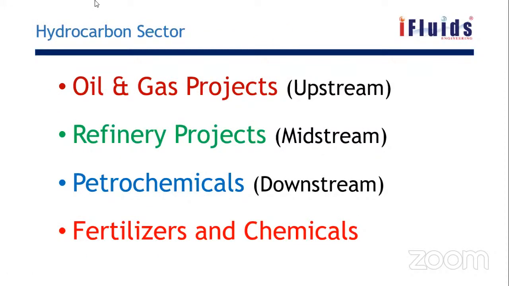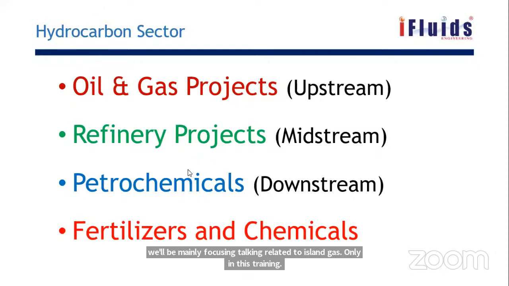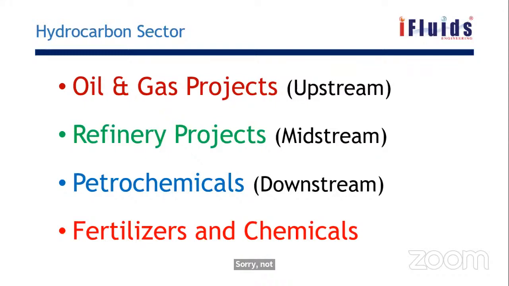So we'll be mainly focusing on oil and gas only in this training. In the hydrocarbon sector, we have three streams: upstream, midstream, and downstream. Upstream is the exploration of oil and gas, where we explore the oil and gas from the earth and then make it a useful feed to the downstream units, where they make products like diesel, petrol, LPG.